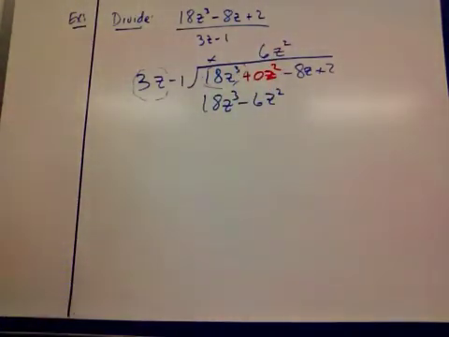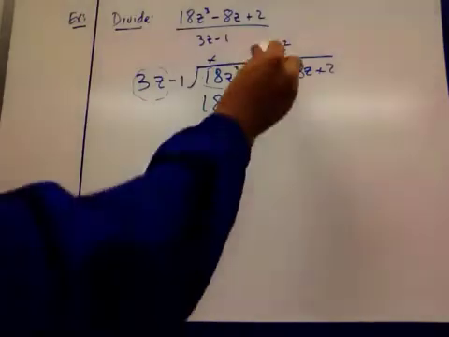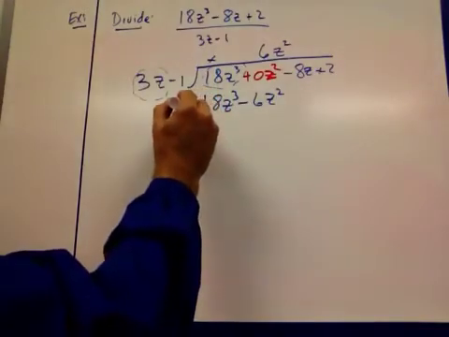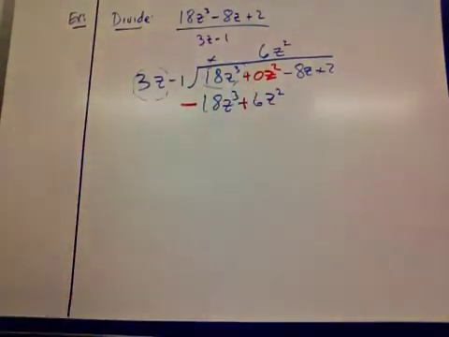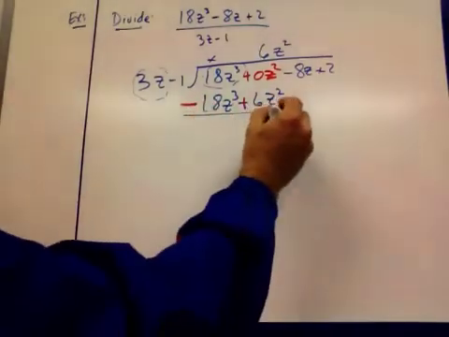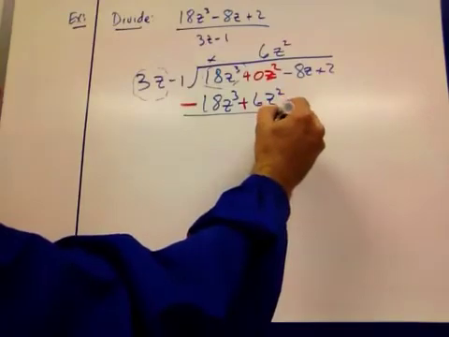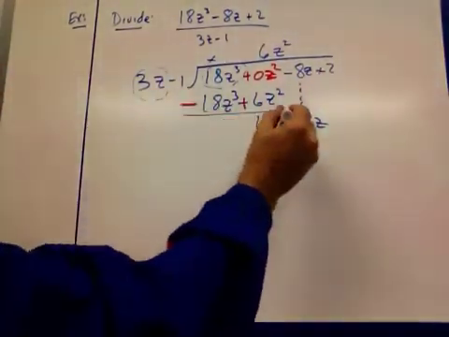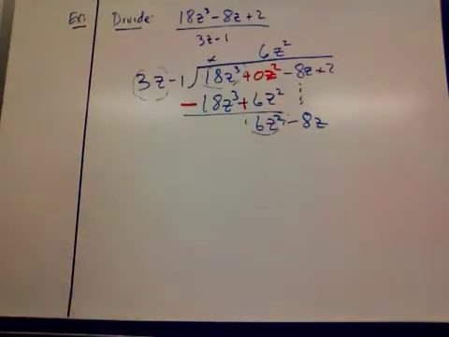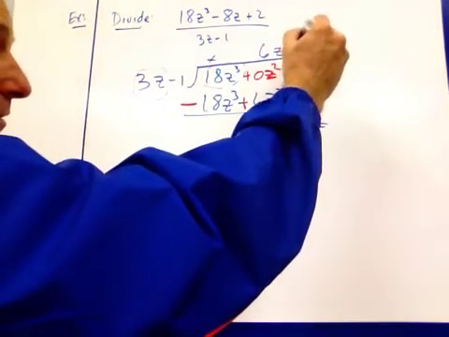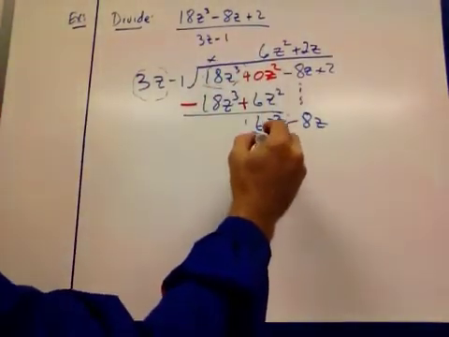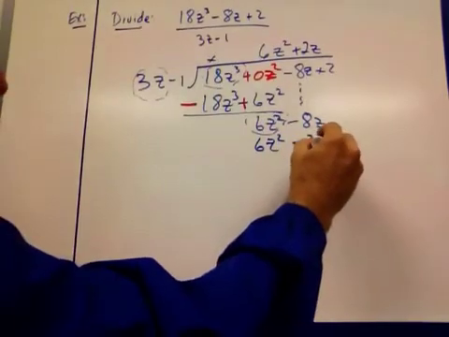Now, once we've distributed the 6z squared to both the 3z and the negative 1, now we're going to subtract. When you subtract here, you got to change the signs all the way across. Minus the negative, that's plus the positive there. So what we get now is 6z squared. Bring down your next term. Now I'm going to put my 3z into 6z squared, and that's going to be times 2z. 2z times 3z is 6z squared. 2z times the minus 1, minus 2z.